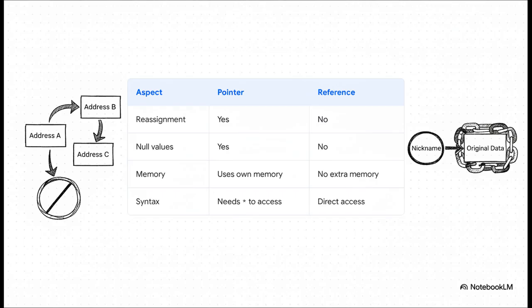As you can see here, pointers are really flexible. You can reassign them to point to different addresses, and you can even set them to null, which means they're pointing to absolutely nothing. References are way stricter. Once you give something a nickname, you can't change it to be a nickname for something else, and it can never be null. This makes them a lot simpler and, honestly, a lot safer to use in many cases.